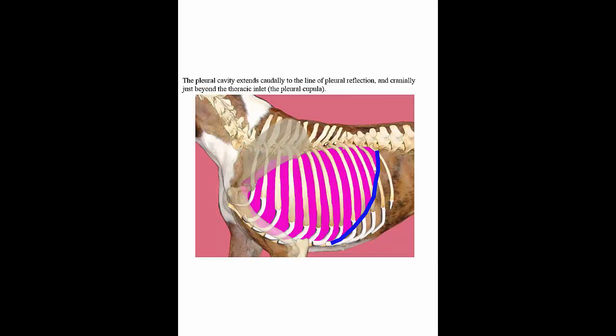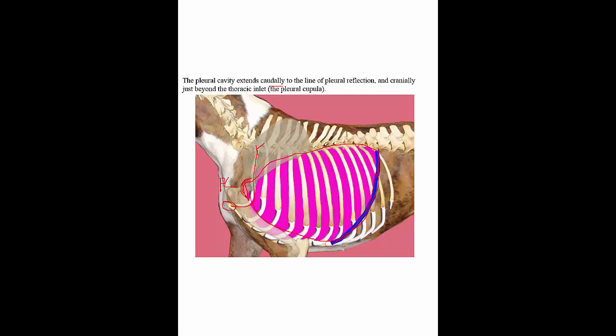And finally, the pleural cavity, which we talked about. The pleural cavity extends caudally to the line of pleural reflection. So the line of pleural reflection represents the caudal extent of the pleural cavity, and cranially, just beyond the thoracic inlet that we just defined as the body of T1, the first rib, and the manubrium. So this little part of this pleural cupula, which we defined earlier, extends cranial to the thoracic cavity. This is the pleural cavity, or the area where you would find the inside of a balloon.